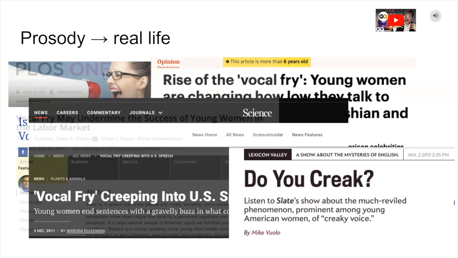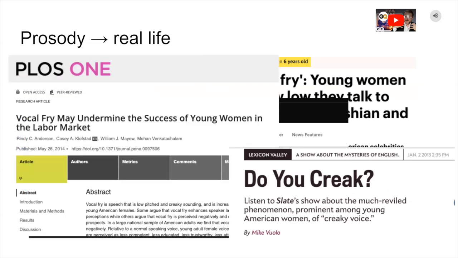So this is from a few years ago. Yes, there's lots of this, and even in academic articles, people have studied whether this is something that affects the way people are perceived in life.